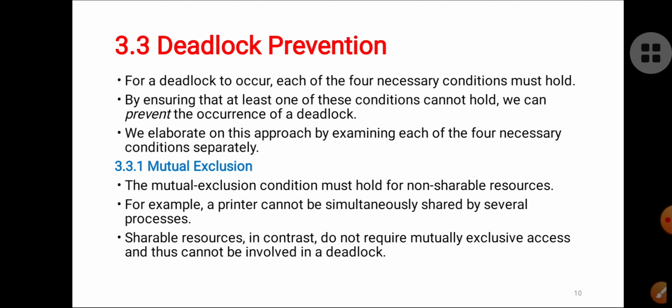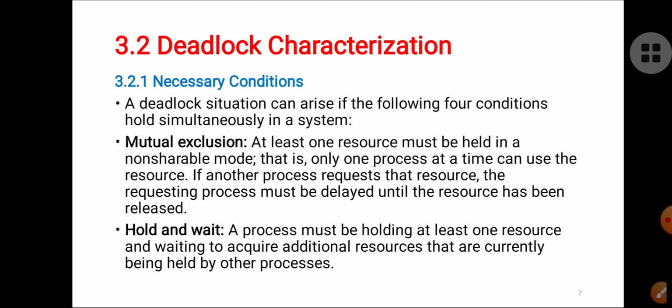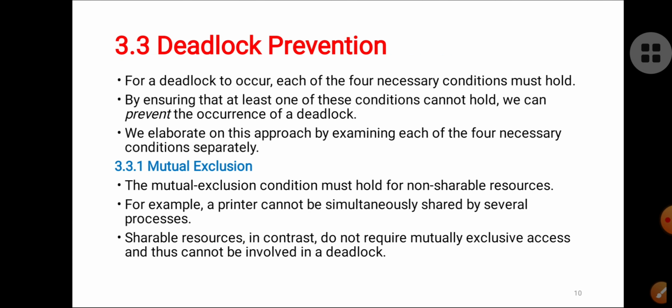First one is mutual exclusion. Second is hold and wait. Third one is no preemption. Fourth one is circular wait. These four conditions must hold. By assuring that at least one of these conditions cannot hold, we can prevent the occurrence of a deadlock, right?